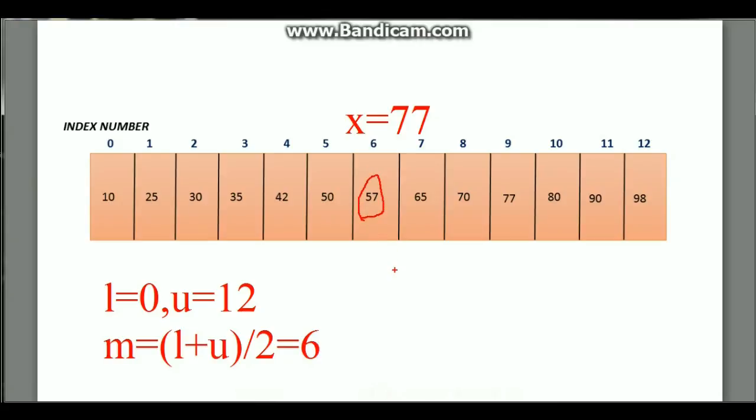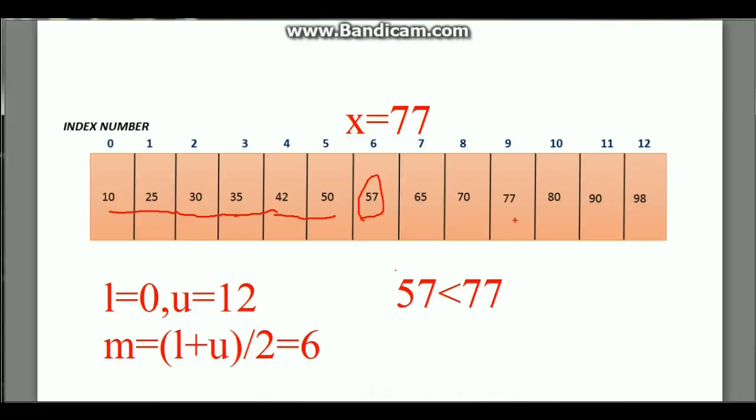Now your 57 is less than 77. So this implies that all the elements before it will be smaller. So you don't need to care about this, because your element can never be present in the part of the array which is smaller than your middle element. So we come to the part of the array which is greater than your middle element.